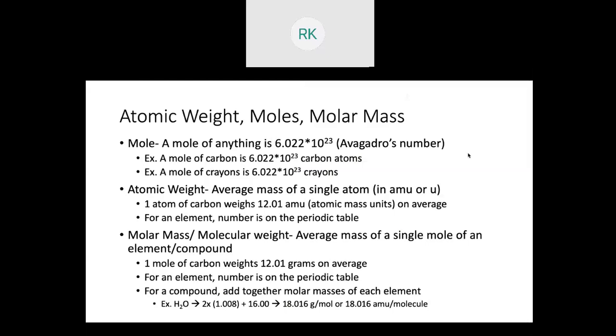So a mole is kind of like the term a dozen, right? But a mole just means 6.022 times 10 to the 23rd power of something. And that number is actually known as Avogadro's number, okay? And so the examples I have, the first one is kind of the classic chemistry example, right? A single mole of carbon is 6.022 times 10 to the 23rd carbon atoms, right?